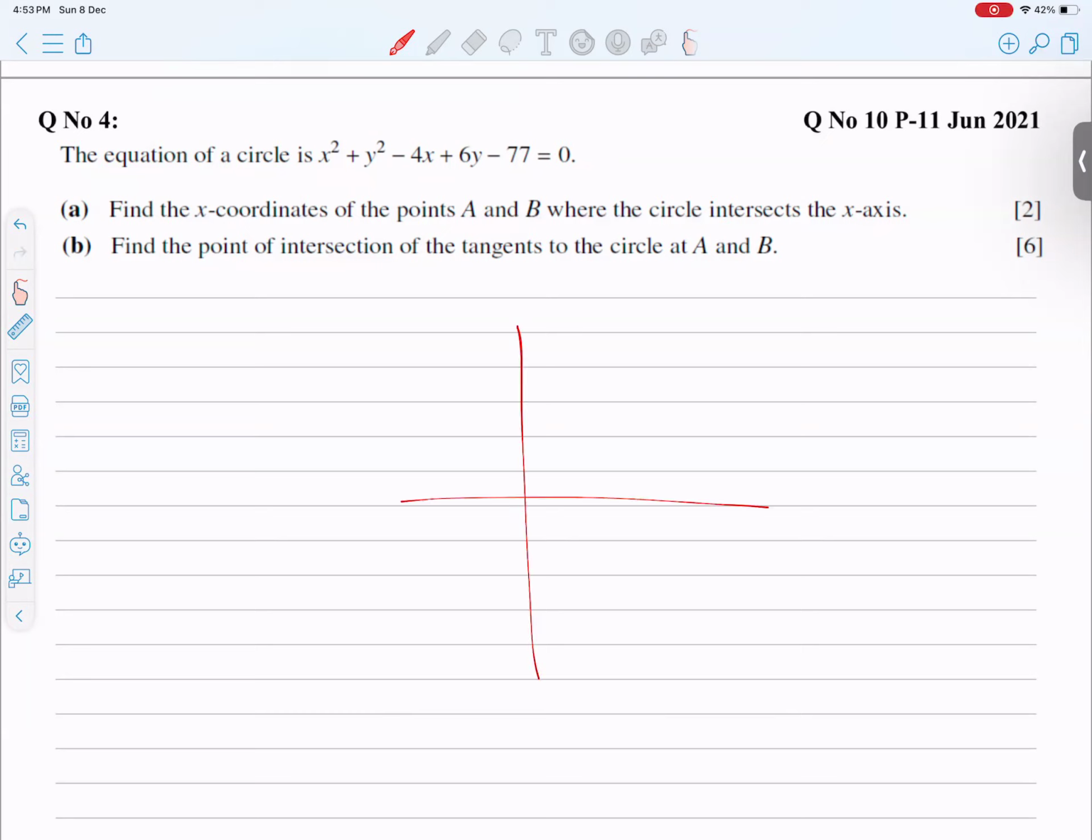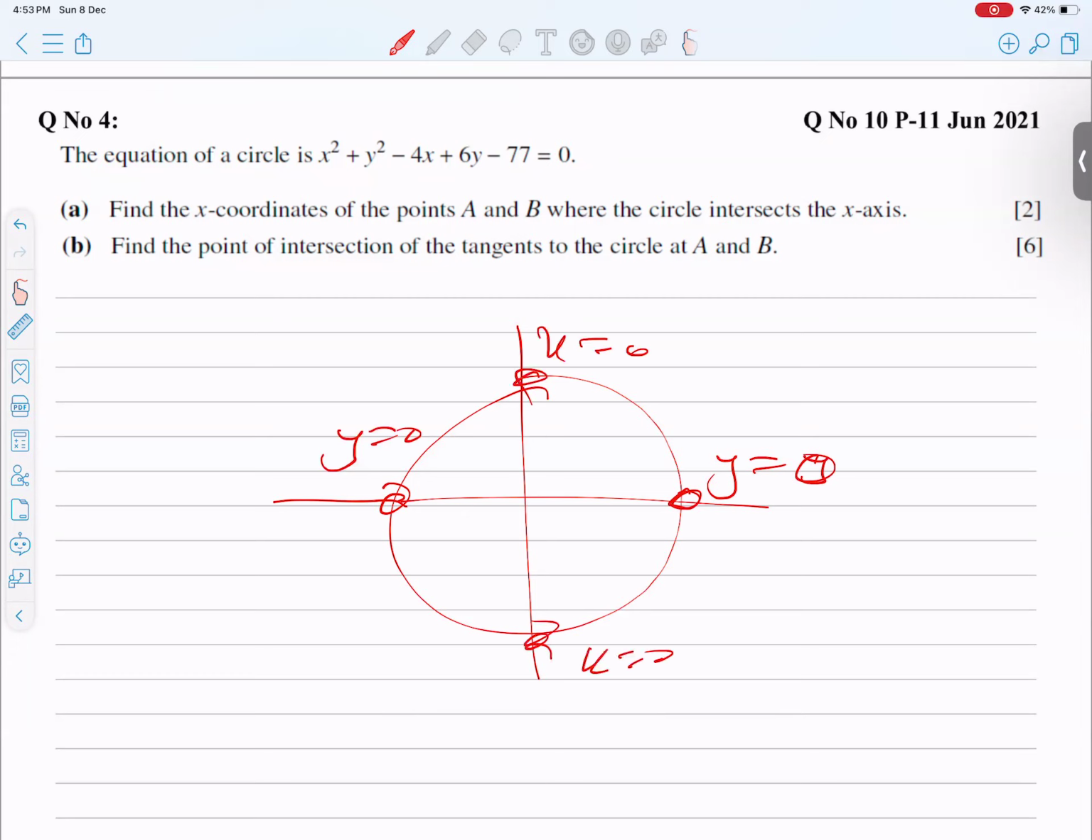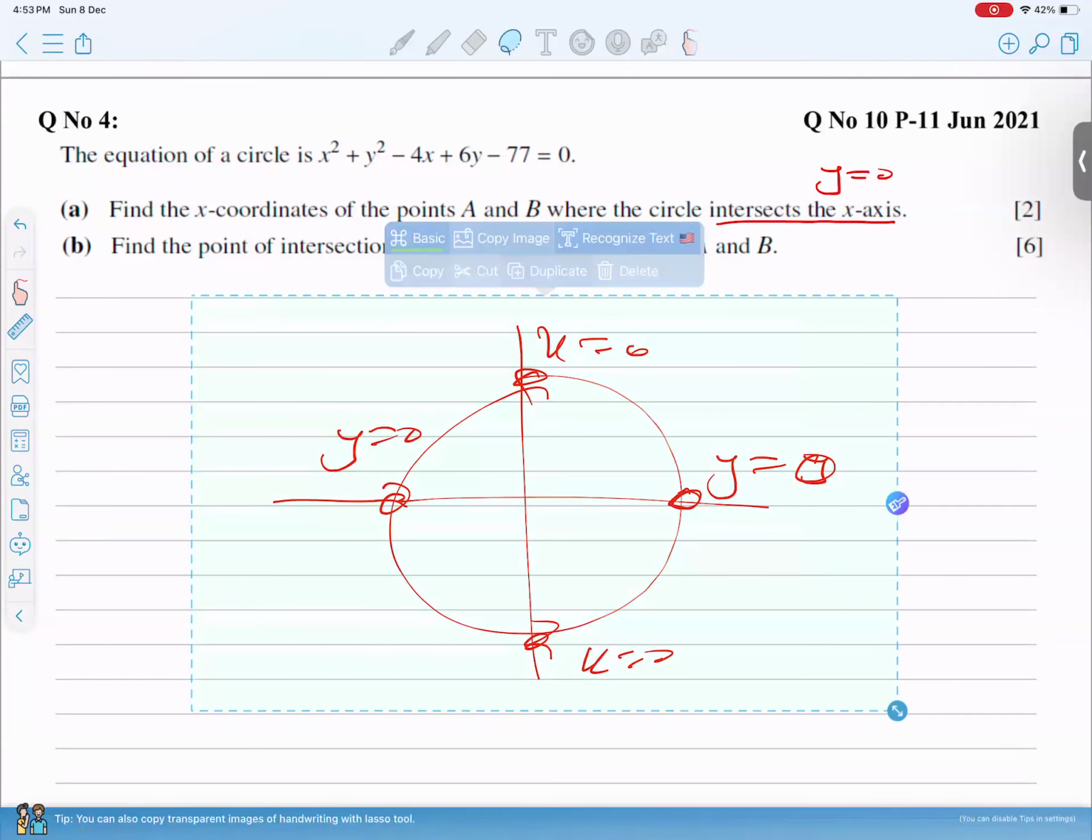If the circle cuts the x-axis, here y is 0, you know very well, y equals 0. And where it cuts the y-axis, here x is 0. It means in the current situation we have to plug in y equals 0. These are very clear.